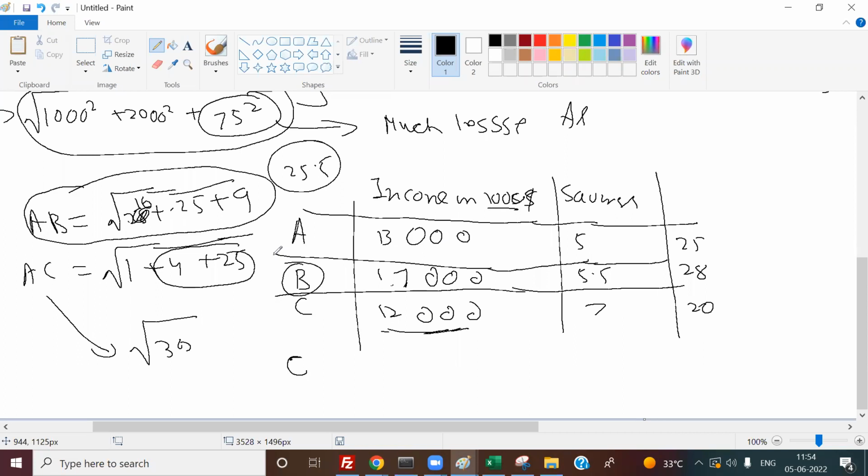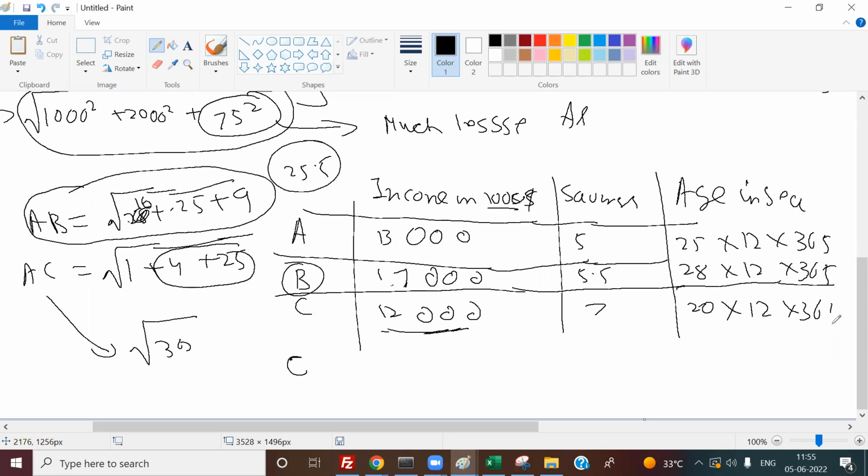So do you notice one thing, that units are playing a role? If I change units, the result flips. Same thing, I am measuring the age in years, but I can also measure age in months. So if I measure age in months, then the age of C would be 20 into 12. Or if I measure the age in days, then it can be this thing. Now, if you do the calculation, probably B would be more similar.